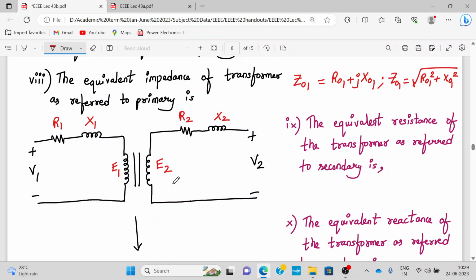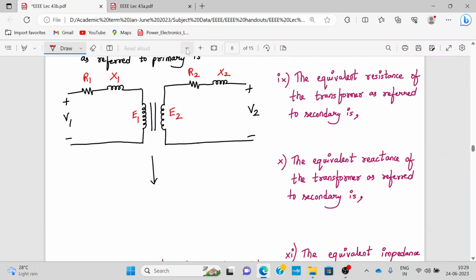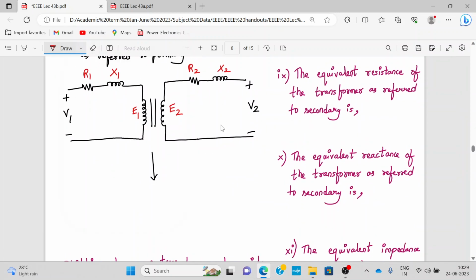So this is the transformer symbol with the winding resistances R1 and R2, and the leakage reactances X1 and X2. Now we want to shift the parameters to the other side. So let's draw it now. At the secondary winding we will not have anything. Here we have a primary voltage V1, current I1, self-induced EMF E1. So here we will draw the secondary winding. So we have R2.